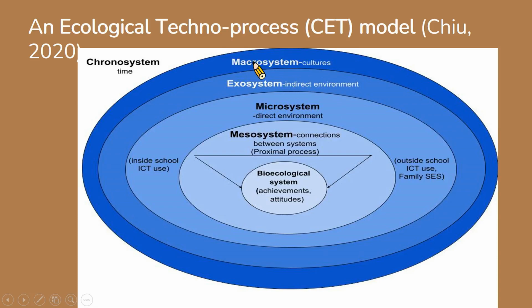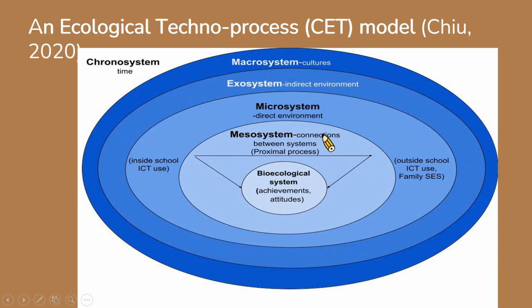This is the ecological techno-process model, a kind of CET model. Outside is the macro system, cultures. The second largest system is the exosystem, the indirect environment. Then it is a microsystem. Microsystem can be the direct environment experienced by the student, for instance, inside school ICT use, outside school ICT use, or others. There are also mesosystems. It is the connections between the systems.